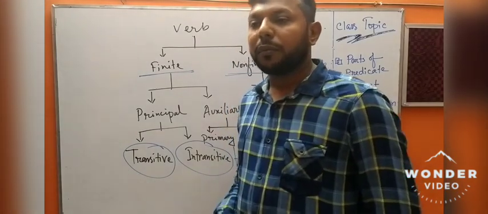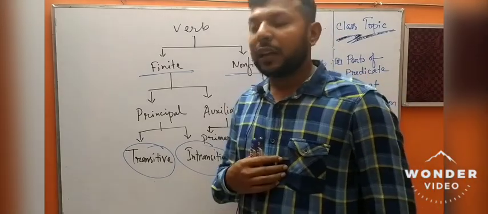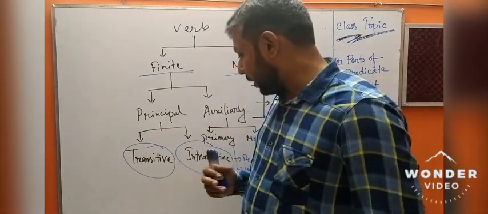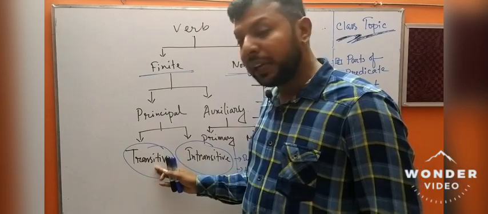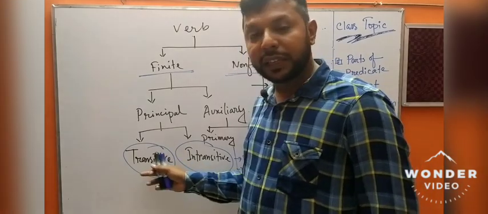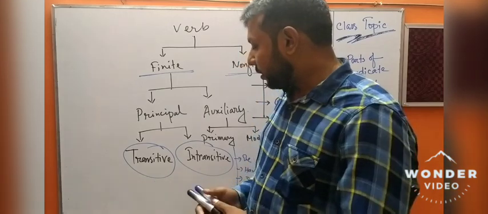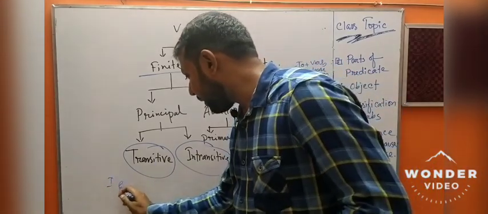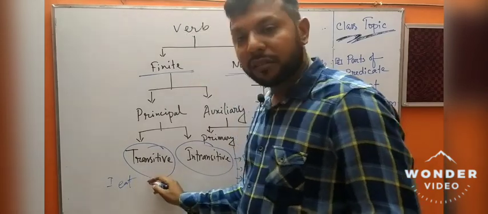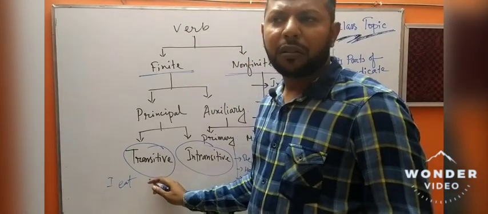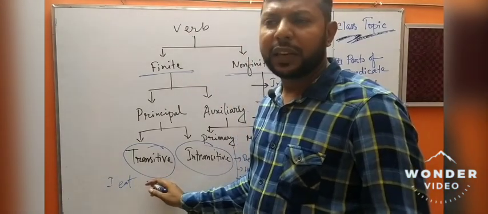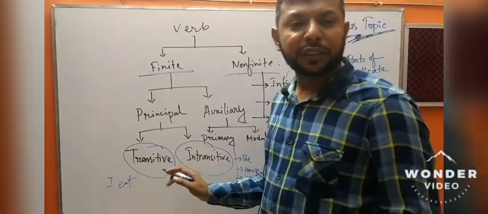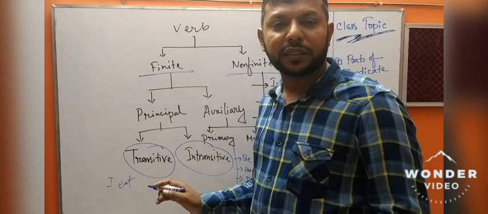So, there is an expectation of knowing what he or she or I am eating or eat. Then, I eat. Is it rice or tea or breakfast or anything else? I eat. But intransitive verbs don't need any object.